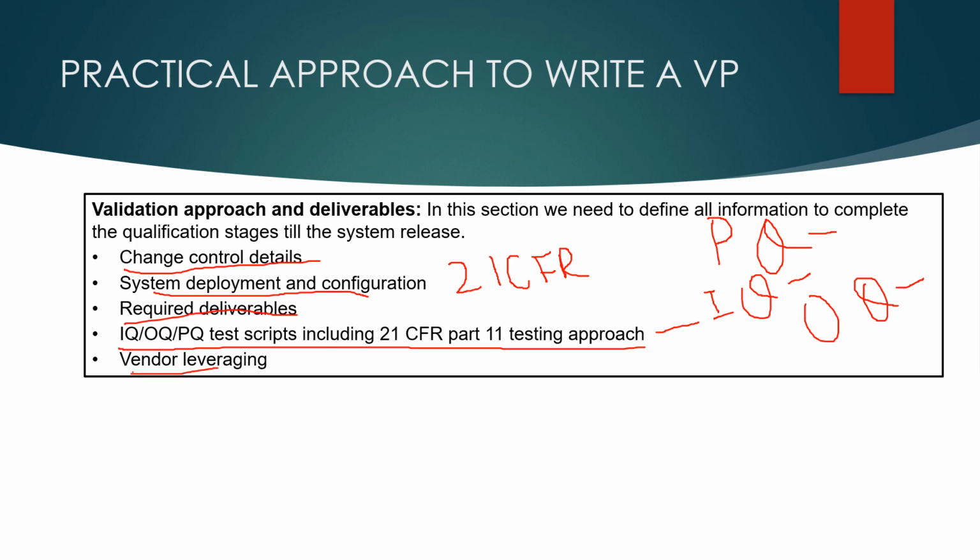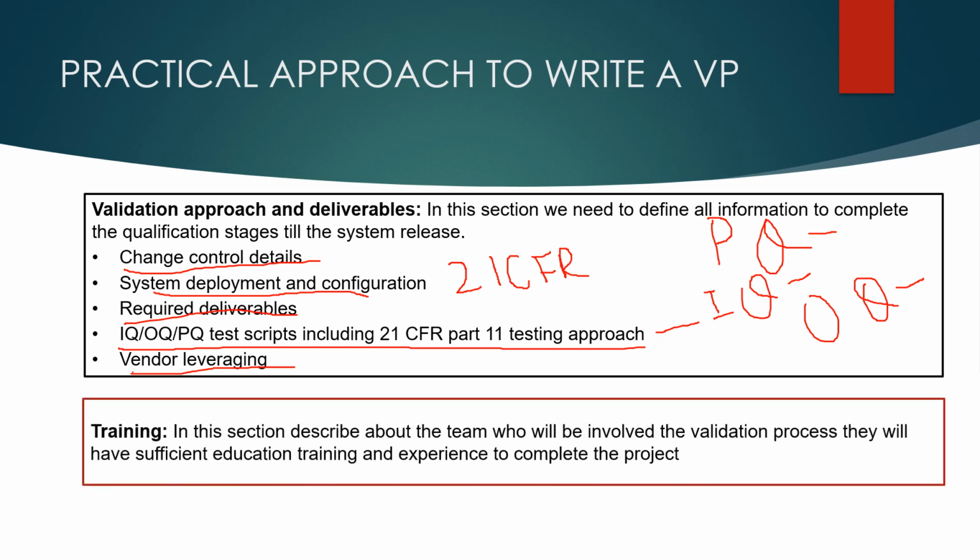Next is vendor leveraging. Now we can leverage any well executed and documented test or deliverables from the vendor documents, and we need to mention all the details, that is, what testing scripts and deliverables you are going to leverage, so that during the validation activity they are not repeated, and it saves the time and cost of the project. The next is the training section. In this section we need to describe the team who will be involved in the validation process, and that they have sufficient education, training and experience to complete the project. After completion of all the required training, the system will be handed over to the respective section for routine use.